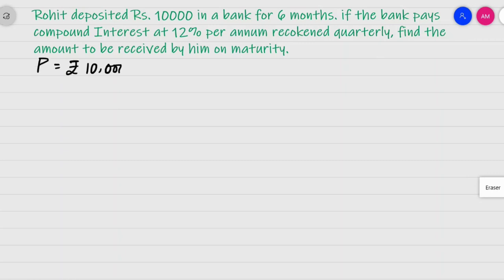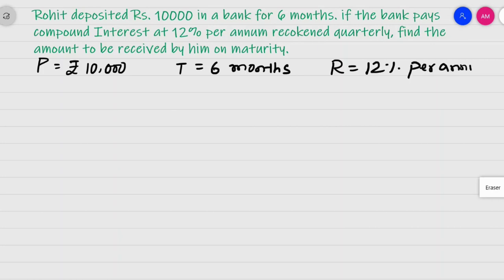Now, for how many months? For 6 months. So time is given as 6 months. Rohit deposited rupees 10,000 in a bank for 6 months. If the bank pays compound interest at 12% per annum. See, rate is given as 12% per annum. You have to keep this in mind for 1 year.